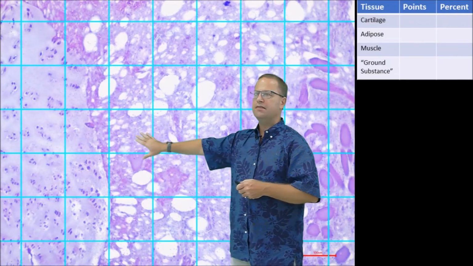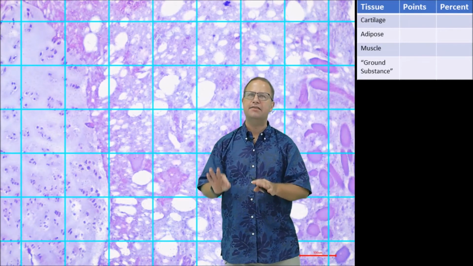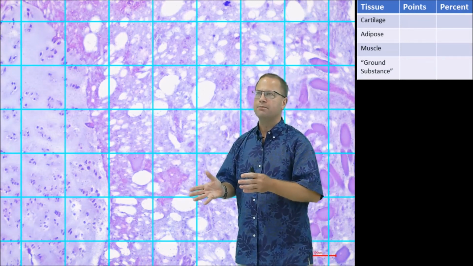So in order to quantify this, we need to lay a grid across. And here we go. We've got a grid, and this grid has 48 intersections. And so we're only going to identify the tissues that are under each intersection. And as we do that, we want to be writing things on our data entry sheet or our scorecard.